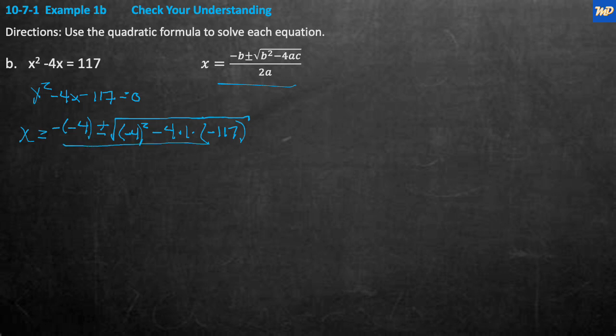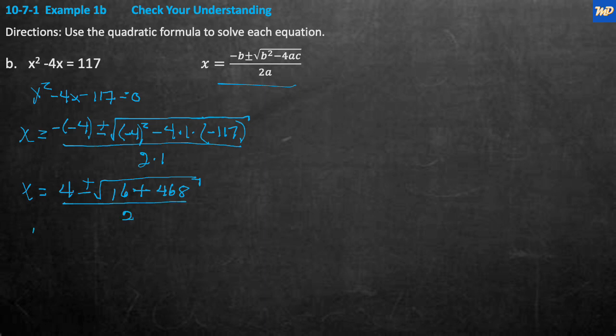All over. Don't forget the all over. It's 2 times 1. Okay? So now we're going to go down and write it again. x equals minus a minus 4, which is 4, plus or minus the square root of 4 squared minus negative 4 squared, which is 16. Minus a minus, we have minus times a minus, so it's a plus. And it's 4 times 117, and 4 times 117 is 468. And this is all over 2.